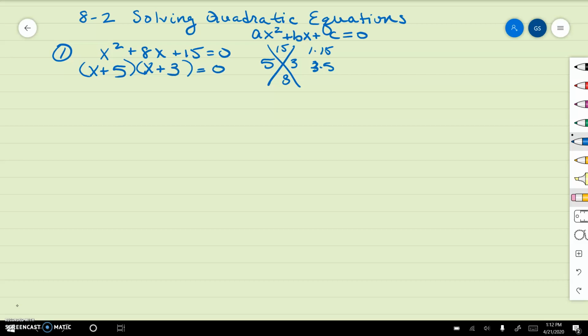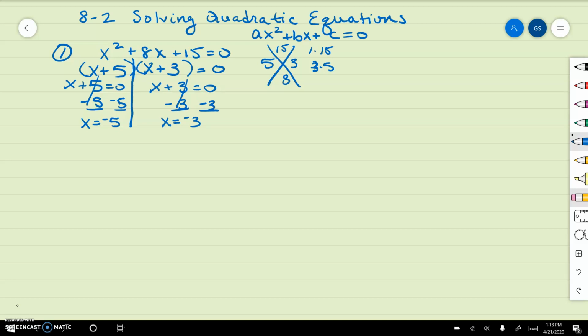We have two factors. We set them equal to 0. Now we separate. We set each factor equal to its own 0. Solve each little problem. So we subtract 5 from both sides here, and we get x equals negative 5. On this side, we subtract 3 from both sides, and we get x equals negative 3.